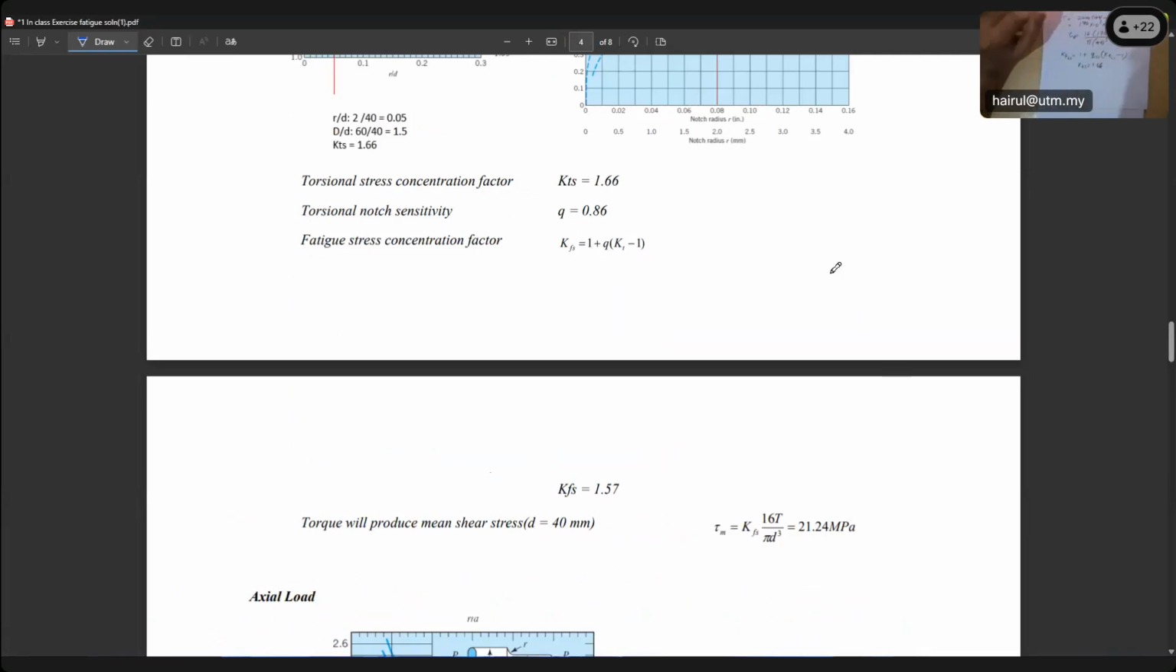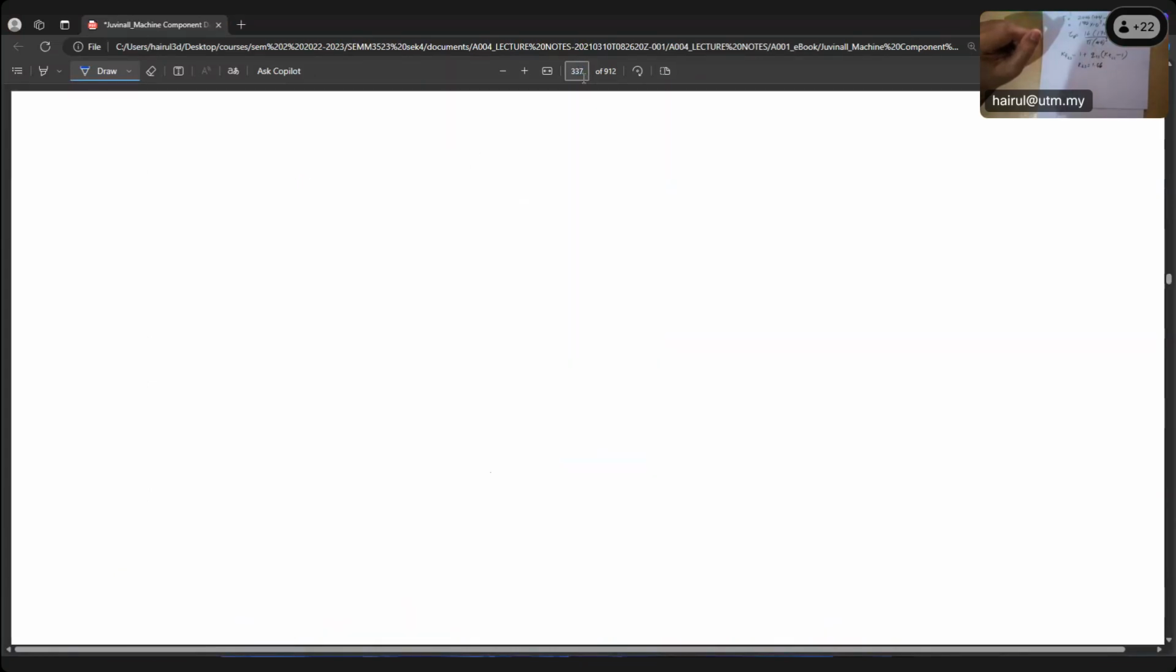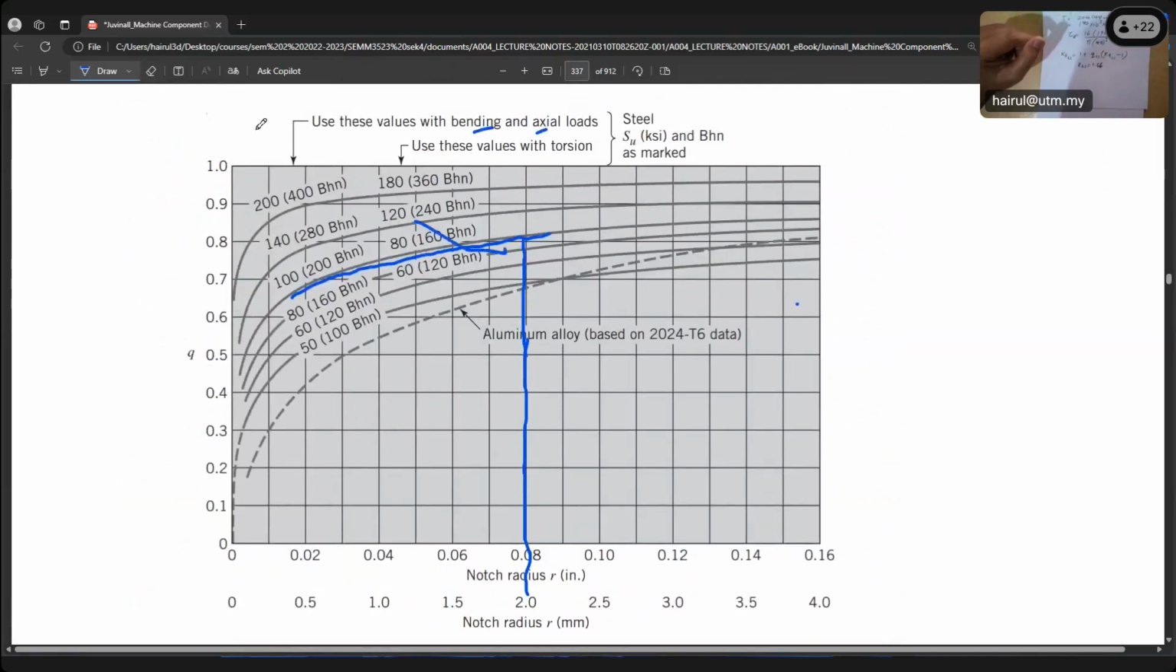1.66. Okay, what about how do you find the q? Macam ni define the q. Okay, page 337, balik 337, notch sensitivity. Go back to chapter 8. This is just now for bending. Sekarang KQ, notch sensitivity based on torsion. Remember you said use this value. You use the right scale, not the left. Just now left scale for bending and axial loading, but this one based on torsion because we are doing torsional stress. So use this scale on the right one here. This use value was torsion.